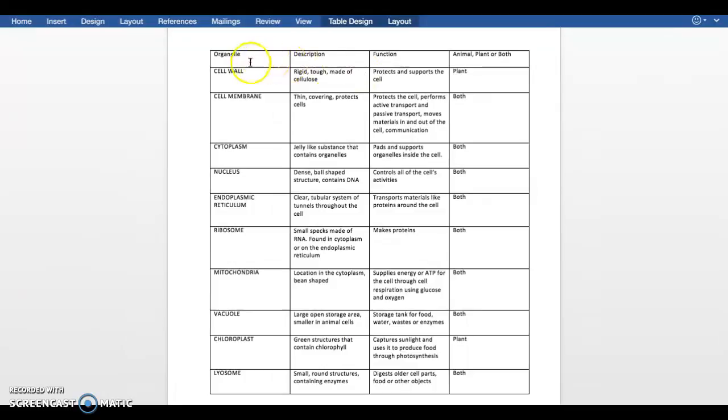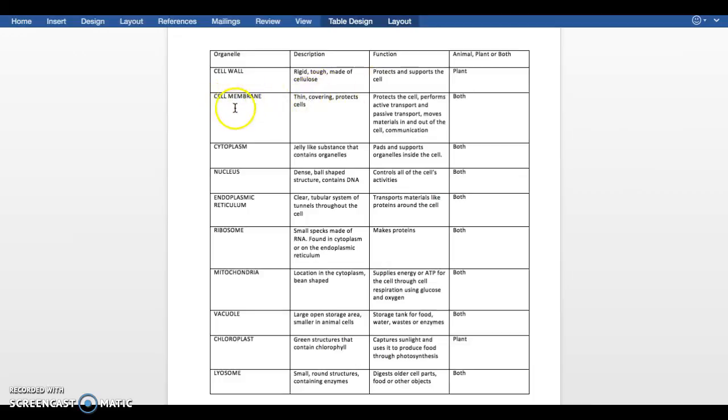Okay, so the cell wall is first. It's rigid, tough, and made of cellulose. And this is the protection for the cell. This is only found in the plant cell. So if there's ever a question, there are 2 things that are only in a plant cell, and one of them is the cell wall. It does not occur in an animal cell.